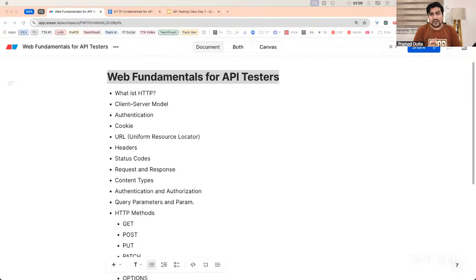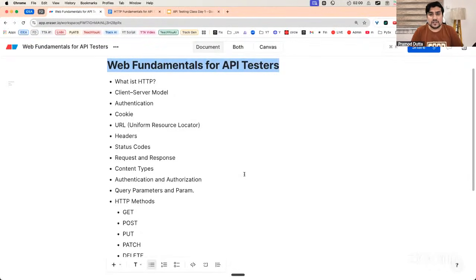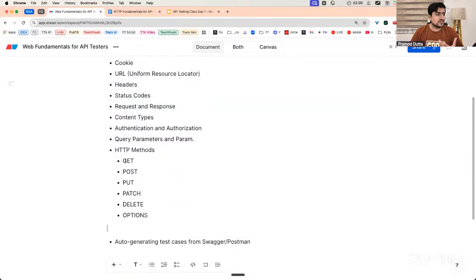Welcome to the Web Fundamentals for API Testers. Today we will be covering the different fundamentals that we should know as an API tester. Many people learn Selenium, Java, manual testing, Agile, a lot of things, but they miss the core thing, which is the web fundamentals, especially for API testers. To become an API tester, it is very important to go through a couple of important concepts like what is HTTP, authentication, cookies, URL basics, headers, status and response codes, different types of content types, and different types of methods.